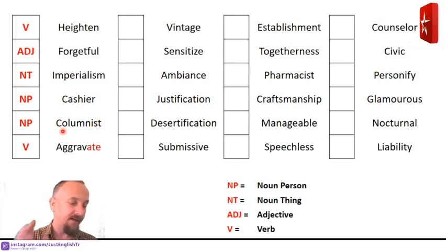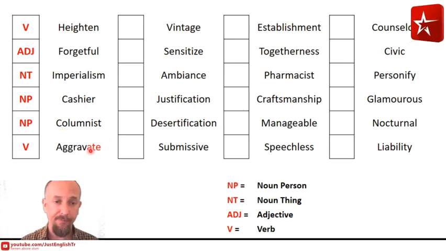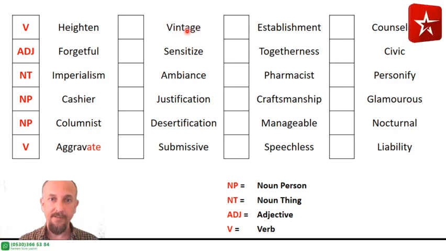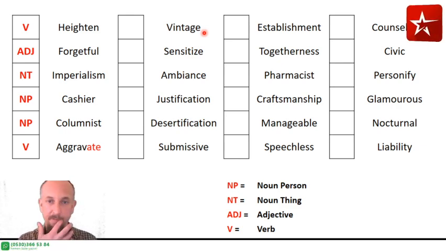Then aggravate, I'm sorry. Aggravate, we know, is a verb because of this suffix here. So what about vintage? Slightly more difficult one. Is that a noun person, a noun thing? Could it be an adjective? Or is it a verb? Vintage. Not a verb, no.